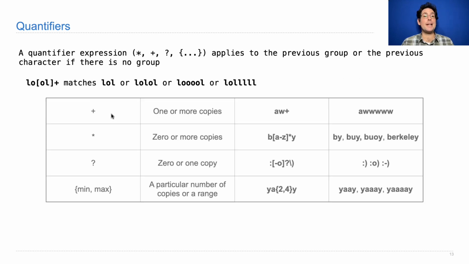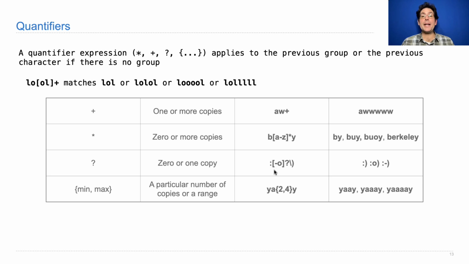That's not the only kind of quantification. Plus says 1 or more copies. Star means 0 or more copies. So this is B, any lowercase letter, followed by Y, which matches any of these words. A question mark is 0 or 1 copy, so the colon matches a colon.